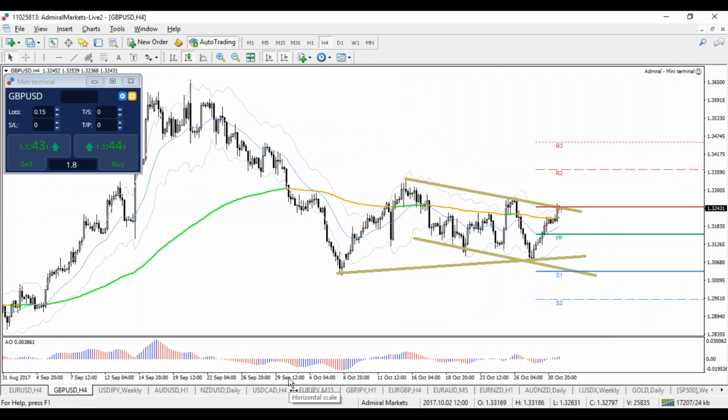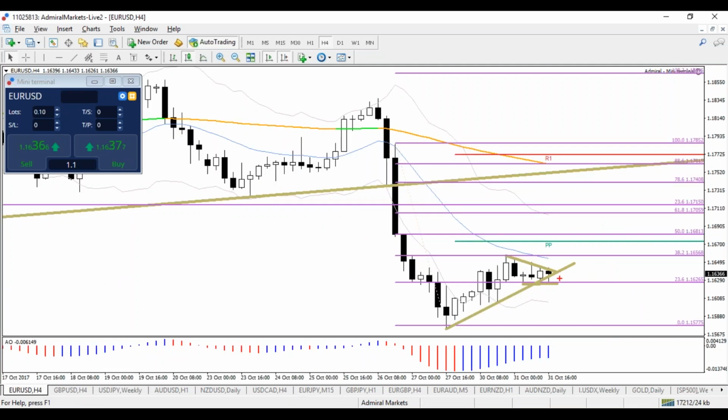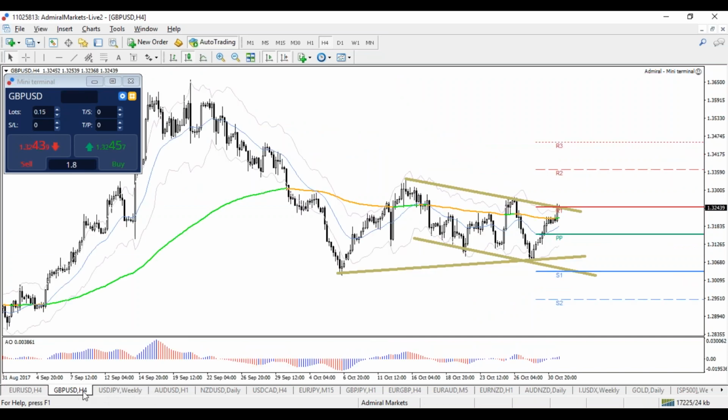All right, so this could be a breakout if we have a good 4-hour candle. A bounce here could be some bearish engulfing twins, for instance. That could also be a good signal for the euro dollar.